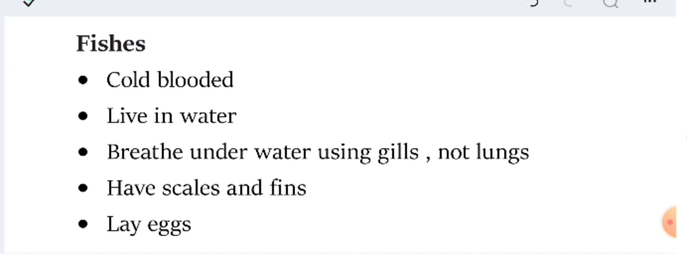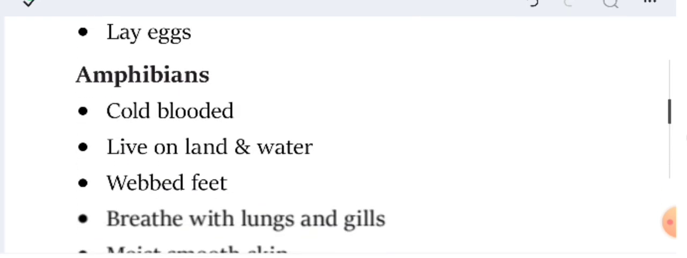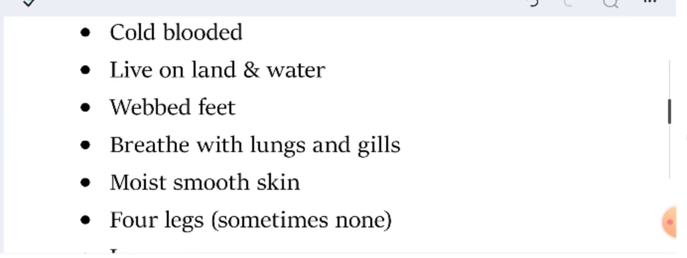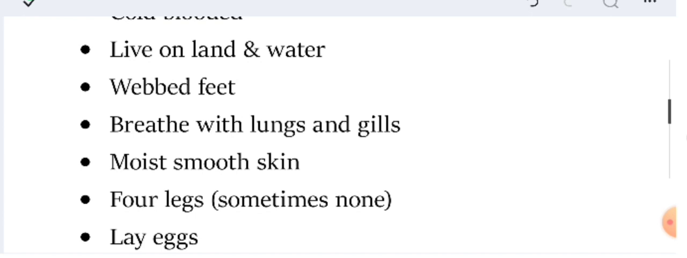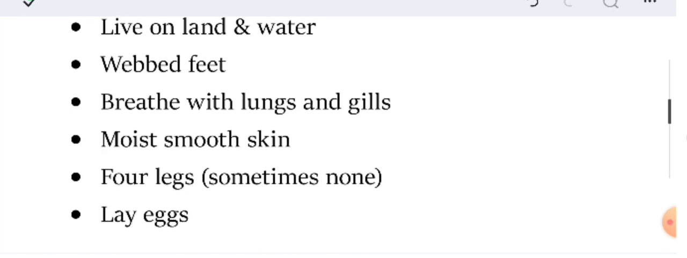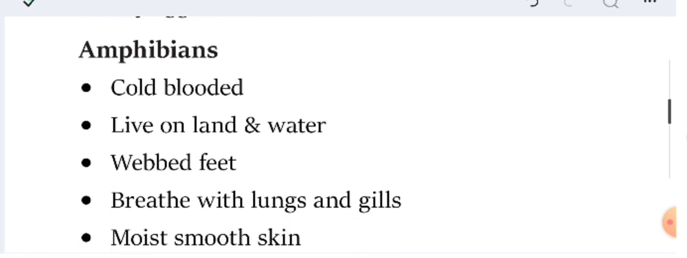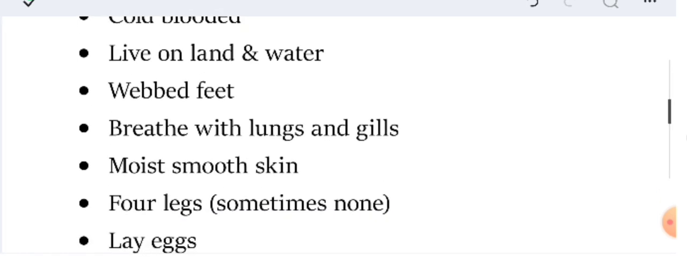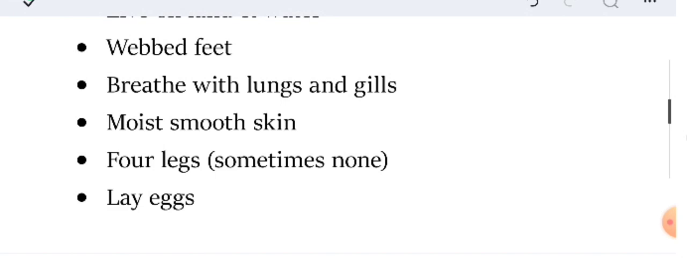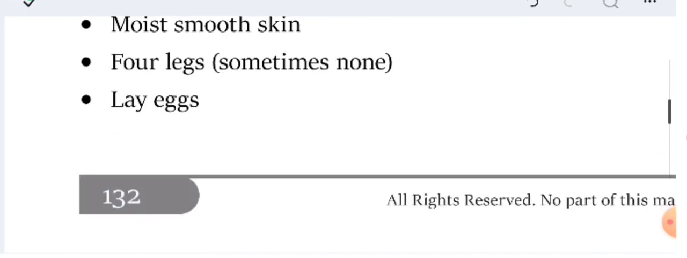So fish cold blooded, live in water, breathe under water using the gills not lungs, we all know, and have scales and fins and lay eggs. Okay, now is amphibians. So cold blooded, live on land and water, webbed feet, breathe with lungs and gills, moist smooth skin, 4 legs, sometimes none, lay eggs. ठीक है. So here amphibians का क्या है? Amphibians also cold blooded, live on land and water both, webbed feet, breathe with lungs and gills, moist smooth skin, 4 legs and lay eggs.